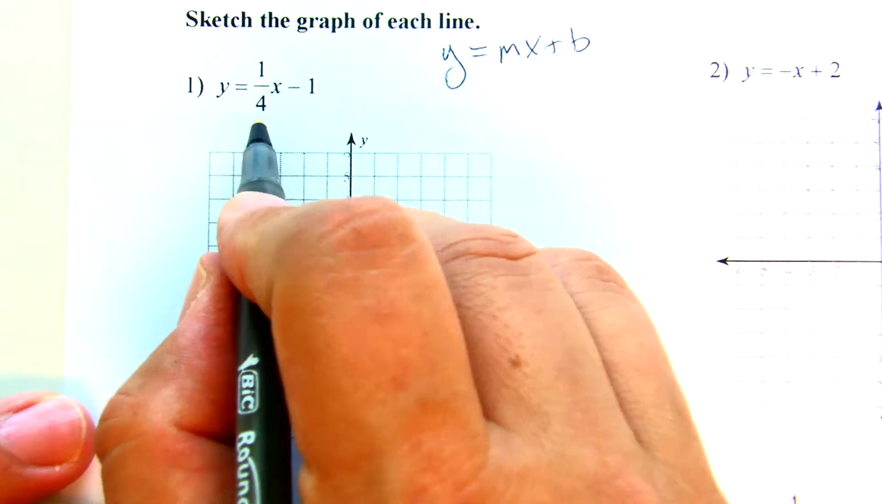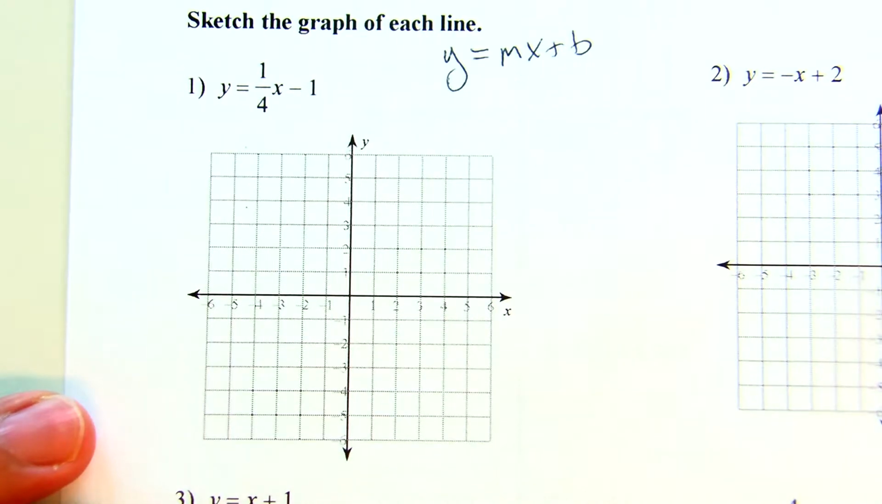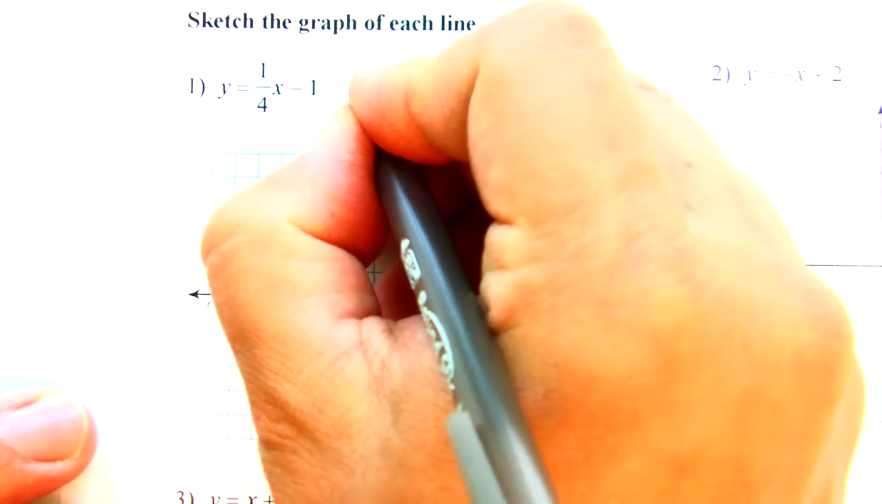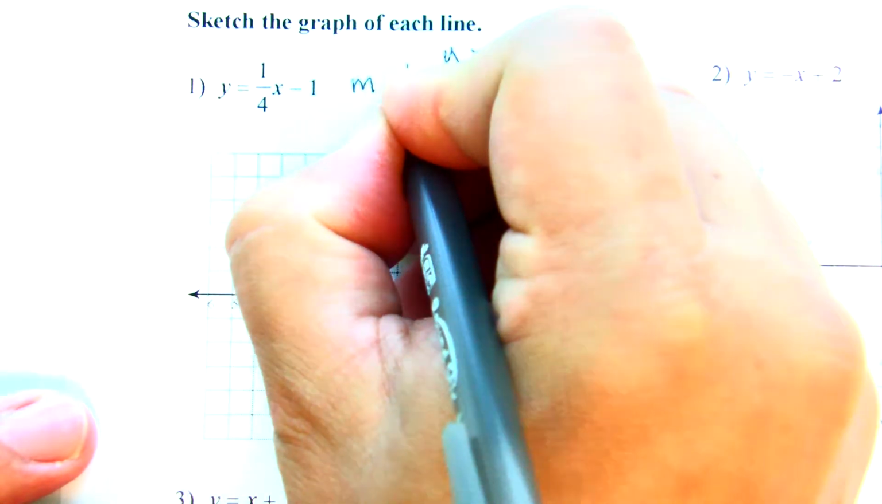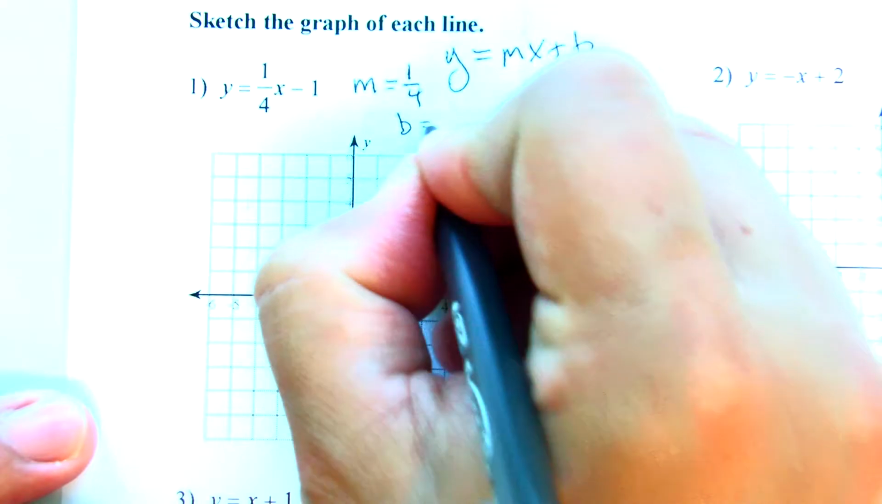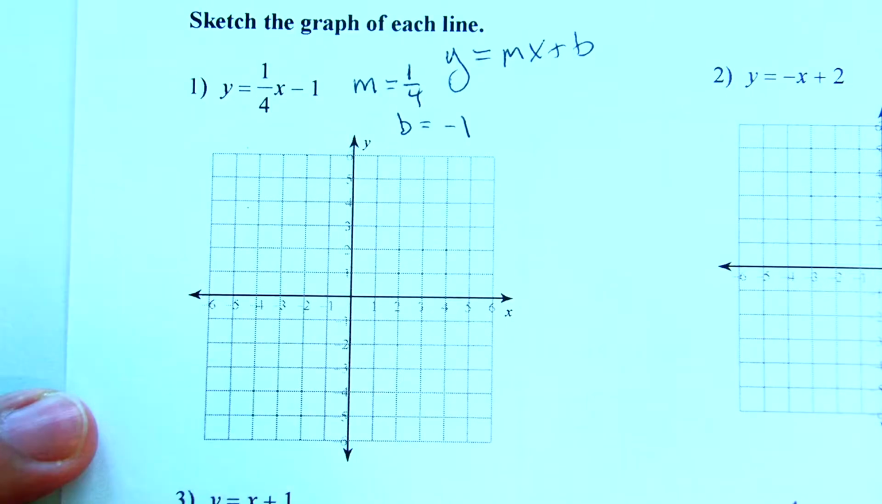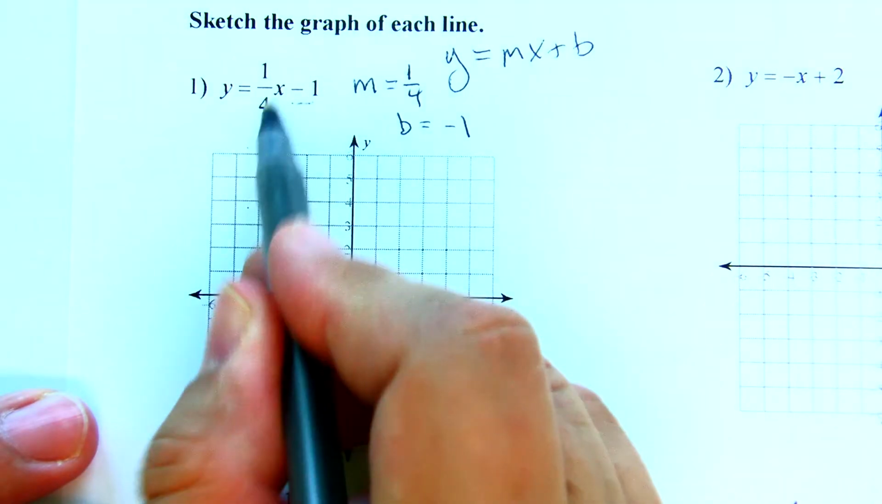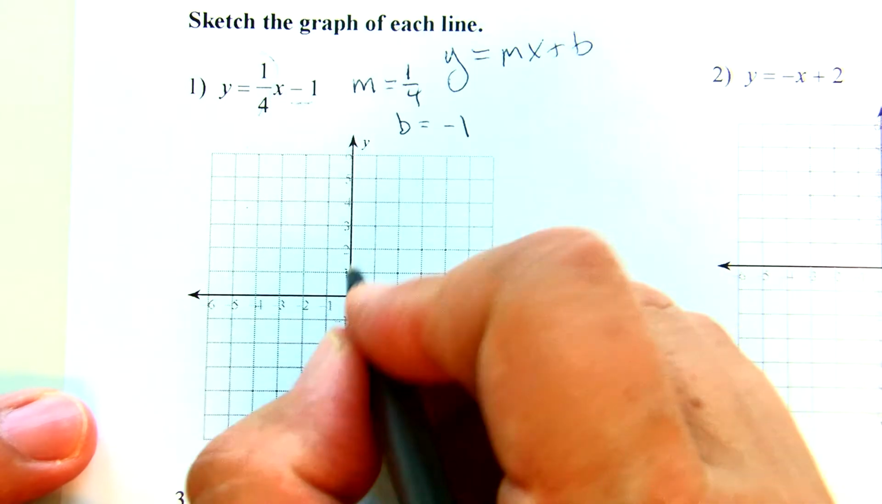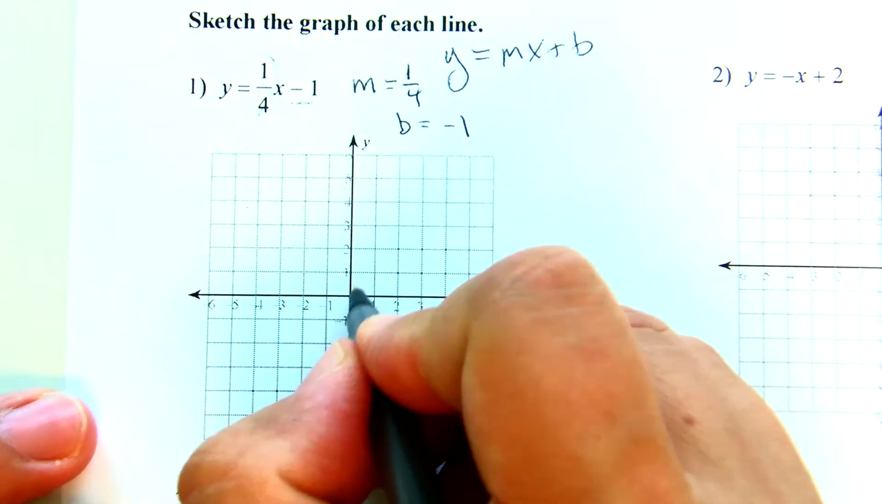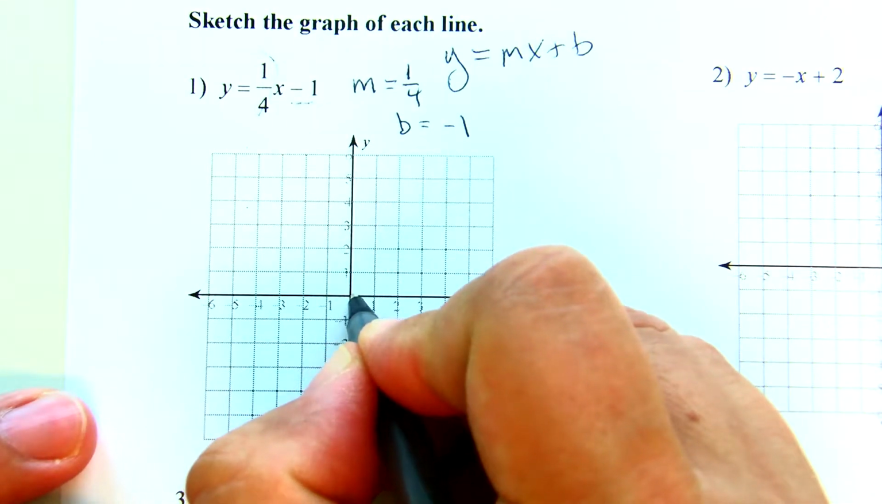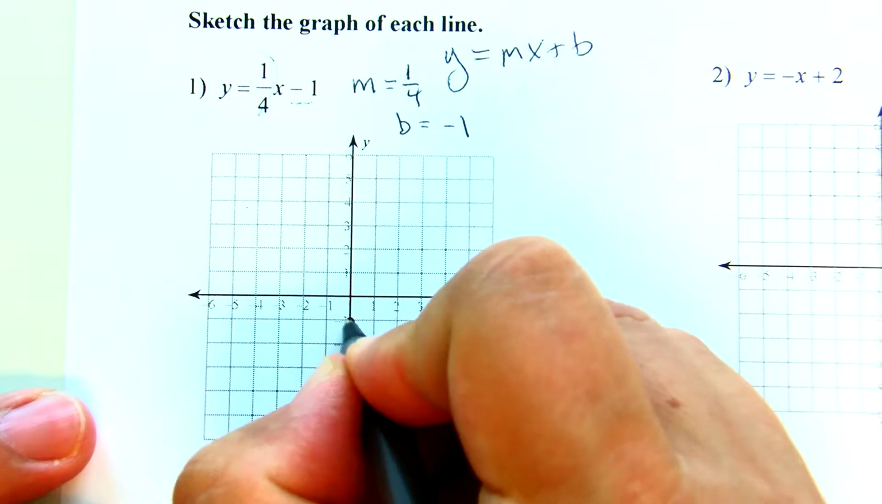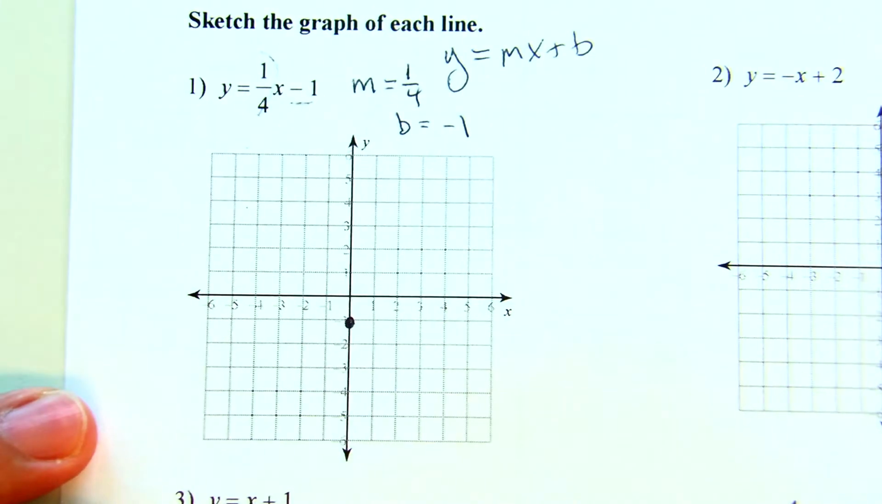So, start with this one. y equals 1/4 x minus 1. So in this case, the slope, m, is 1/4, and the y-intercept is -1. That means it crosses the y-axis when y equals -1, which is right here. So I know that there's one point right there.